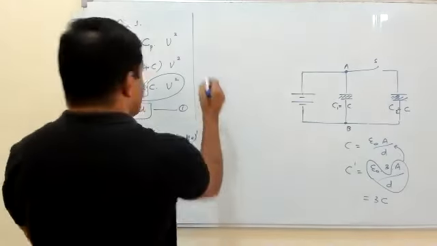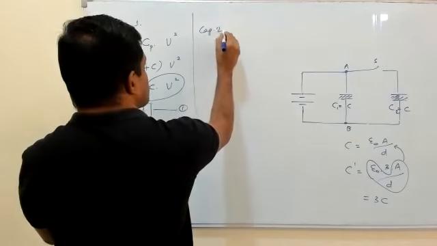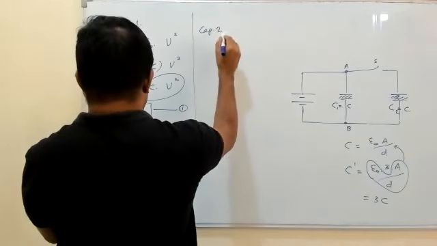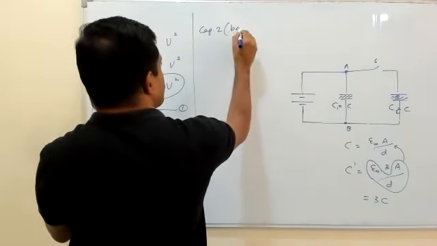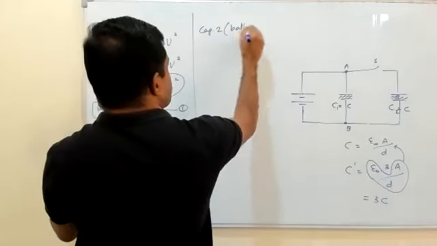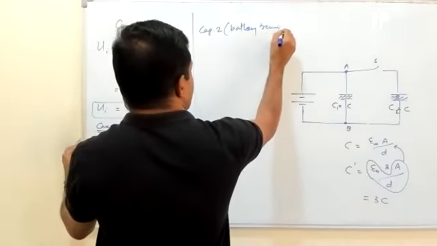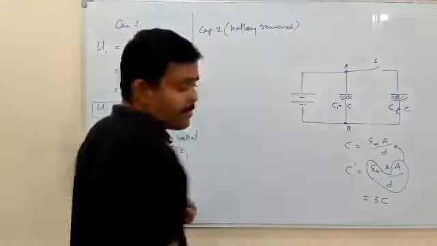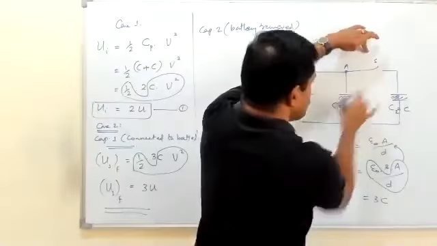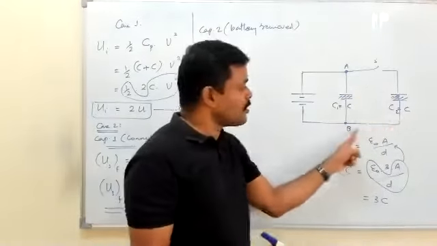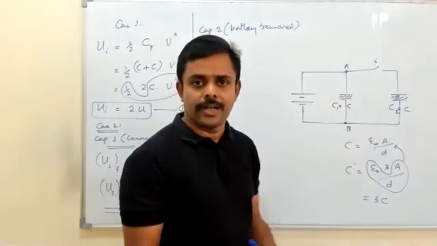Now, what about the second capacitor? Capacitor 2, battery removed. Look at that. For that capacitor, the battery is removed now. The battery is disconnected. Why? You see a break here, no? That means that capacitor is out of the circuit now. It is removed from the circuit.